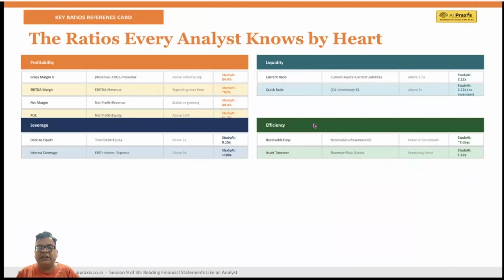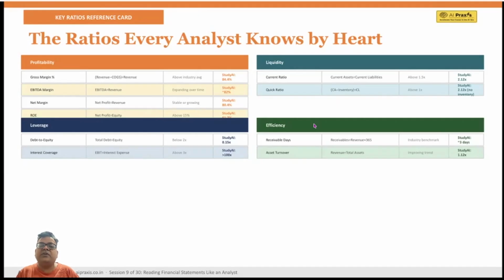A very simple mental model that we're going to discuss is called the key ratios, right? And these are very important, and every analyst must know them by heart. You can also call it a quick reference card. So whenever you analyze any company, these are the ratios you come back to, and we'll start with profitability first, right? So gross margin is calculated as revenue minus COGS divided by revenue.